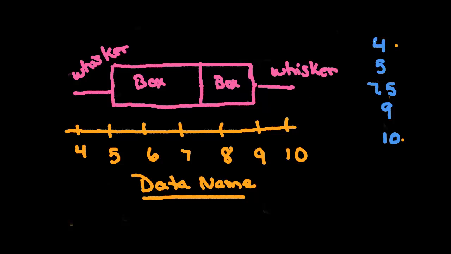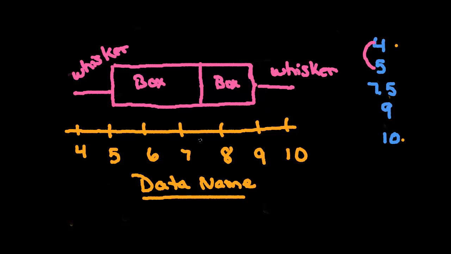Sometimes, if these two numbers are the same, your whisker may shrink down and push on top of itself so you don't have a whisker, or your box may be shrunk down and so you don't have this extra box. So that can happen when these numbers are identical. When your min is the same as your Q1 or your Q1 is the same as your median, then sometimes you won't have a whisker, a box, and a whisker. So that is how we draw it.